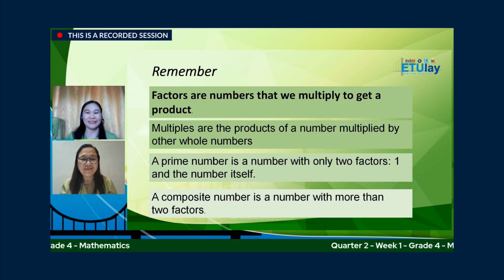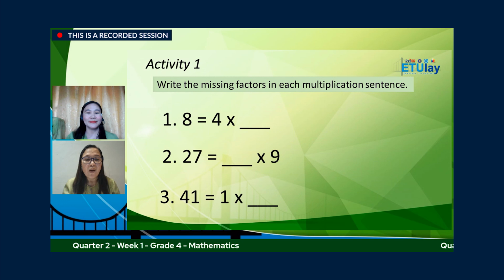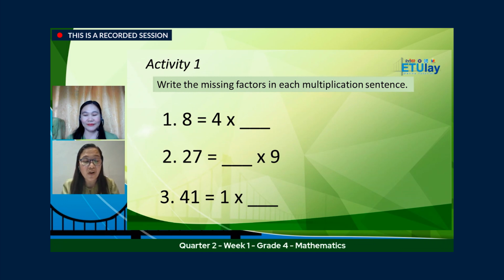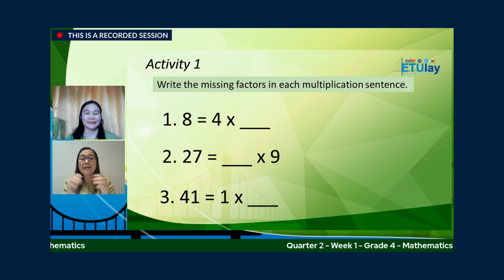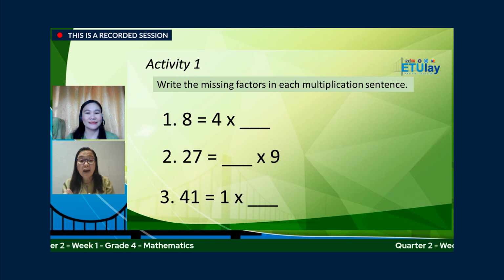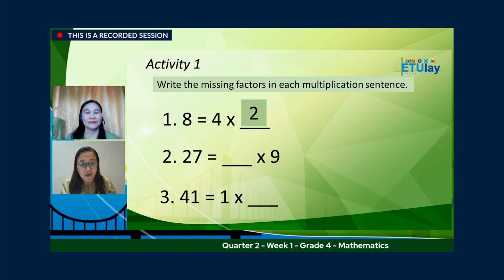Ayan, ready na sila sa ating mga activity, Tutor Wella. So let's proceed. Activity 1, go on, Tutor Wella. Okay, for this activity, write the missing factors in each multiplication sentence. Okay, learners, number 1. So, our product is 8. Take a look at the missing factor, 4 times blank. If you write 2, you got it right.